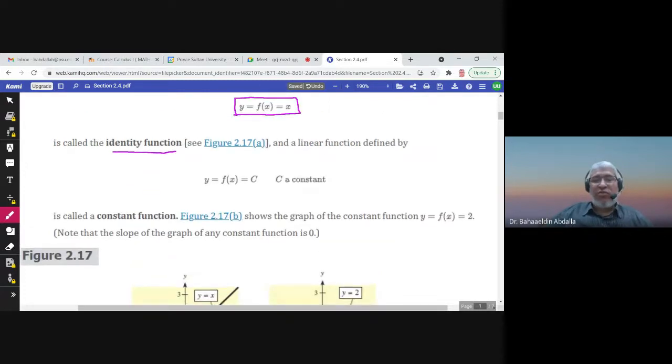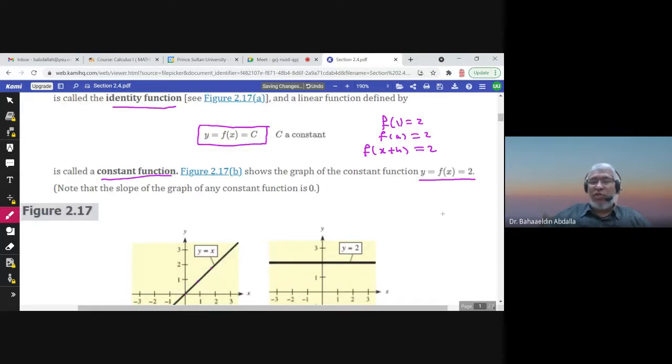The second function is the constant function f of x equals c or y equals c, where c is just a real number, 1, 2, 3, 4, -1.5, whatever. So this is called the constant function. Why do we call it constant? Because, for example, for this function f of x equals 2, if I ask you what is f of 1, your answer should be 2. What is f of a? Your answer should be 2. What is f of x plus h? Your answer should be 2. So the answer is always 2 because it's constant.